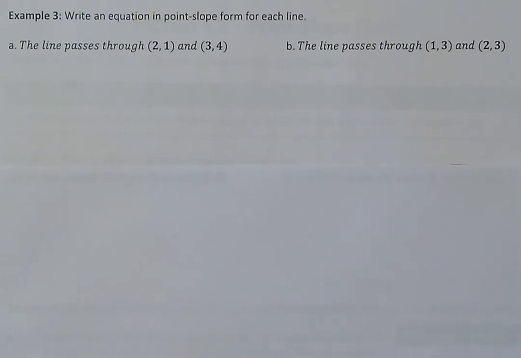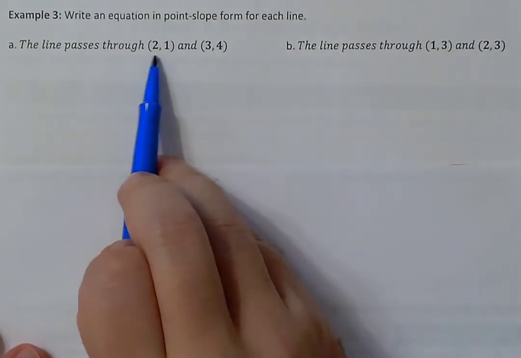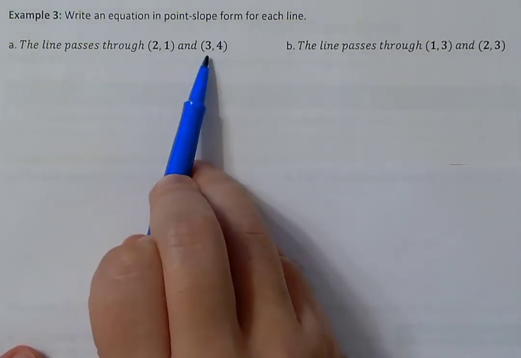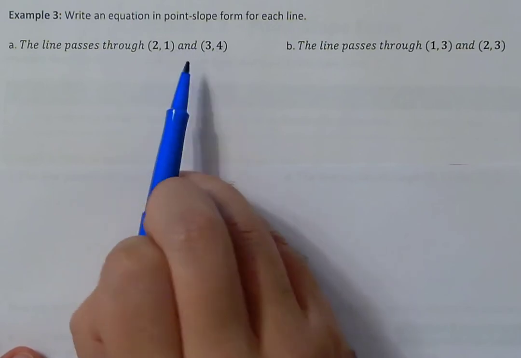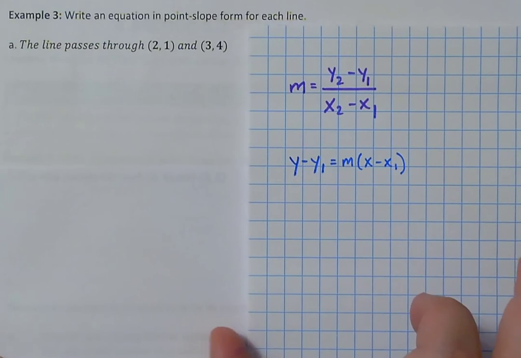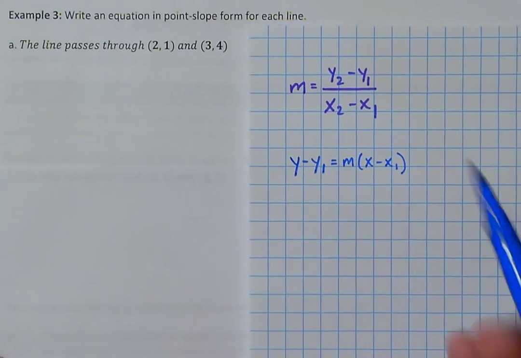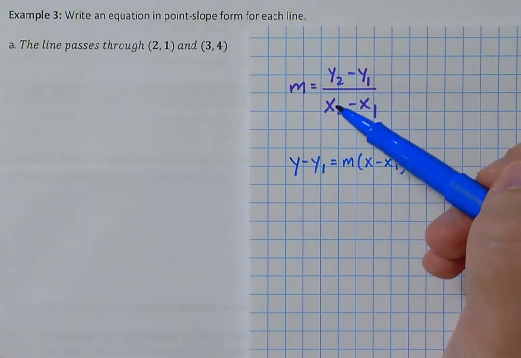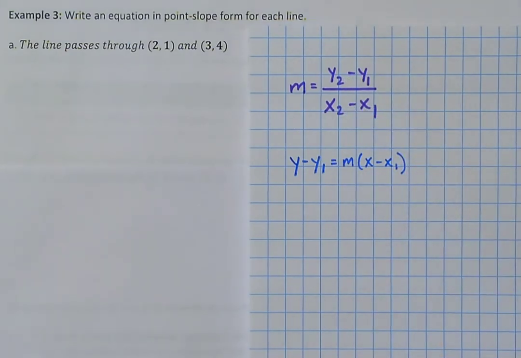So what we're going to have to do is take our 2 points, find the slope between these 2 points, and then choose one of the points to plug in. Going back to section 5.3, we're going to use our slope formula, m equals y2 minus y1 over x2 minus x1, to figure out our slope, and then we can plug in our information.